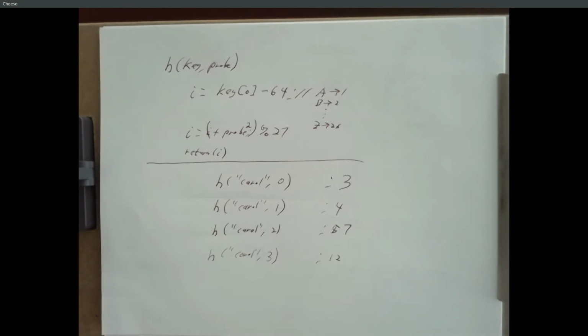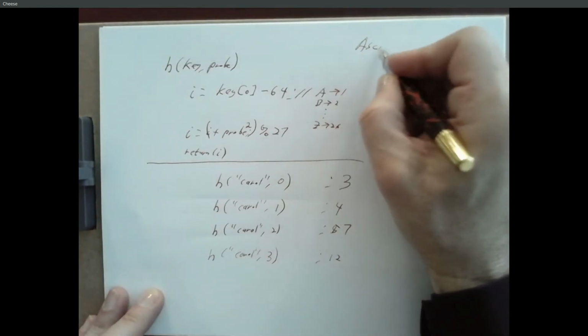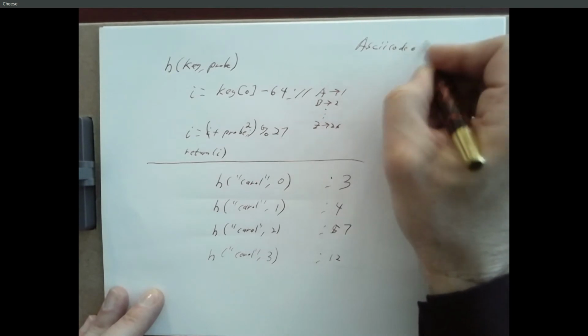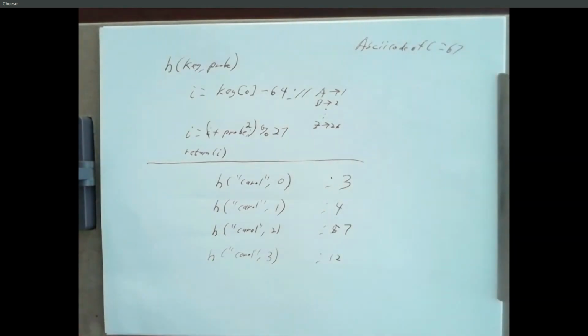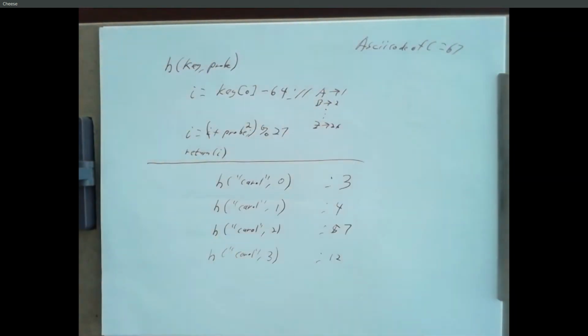Oh, that's just the ASCII code. If you look up a table of ASCII codes, the letter C is a 67. So this is just converting it so that an A comes out to a 1, B comes out to 2, C to 3.